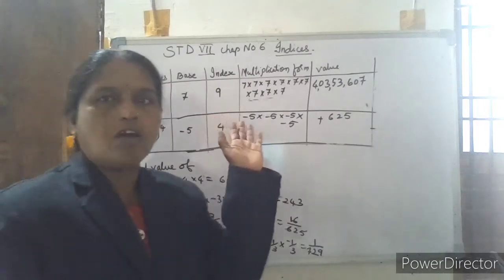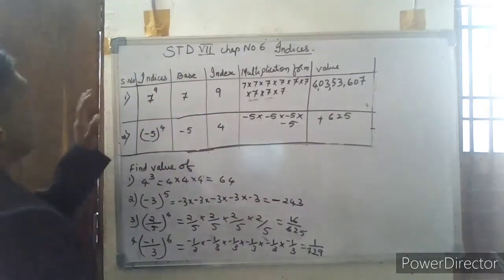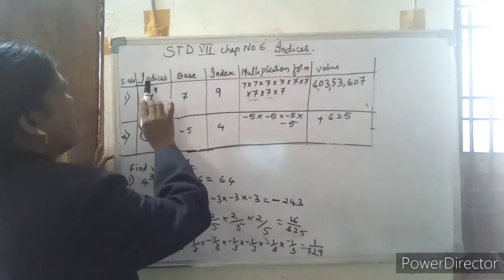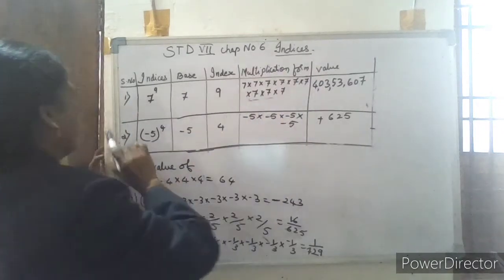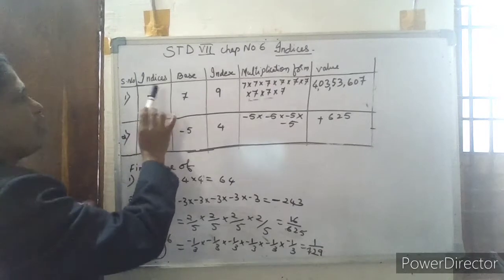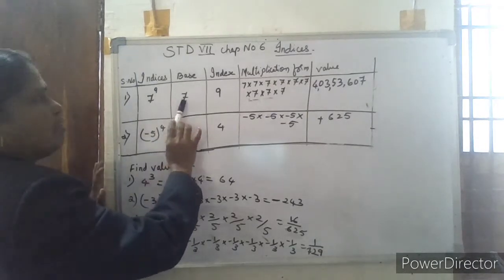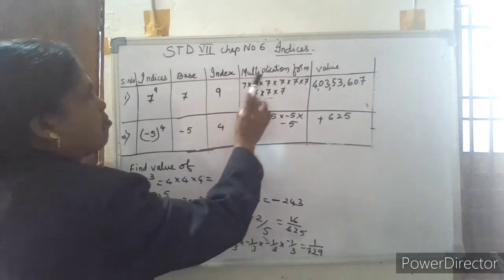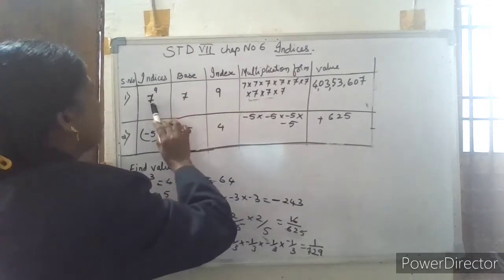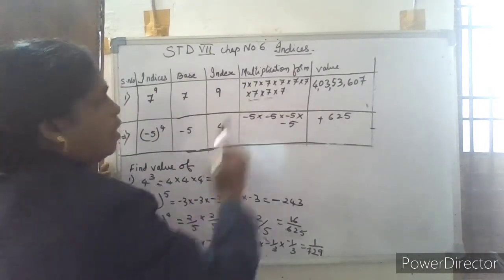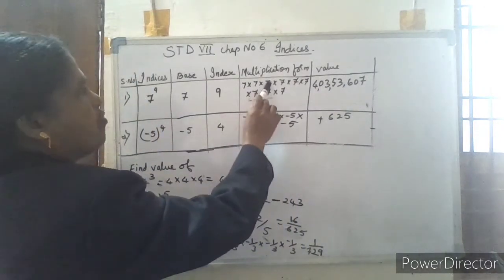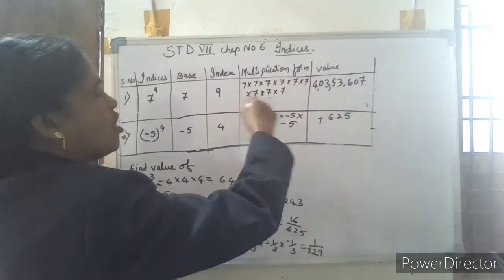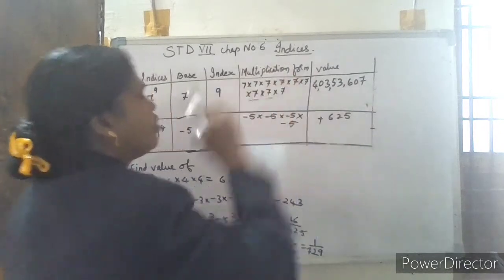Now we will learn how to fill up the table in this way. It is given indices, base, index, multiplication form, value. The first example I have taken is 7 raised to 9. 7 is the base, 9 is the index, and the multiplication form will be 7 multiplied 9 times. Value: we multiply it, 7 times 7 is 49, 49 into 7 and so on. If you go on multiplying, you get this value.